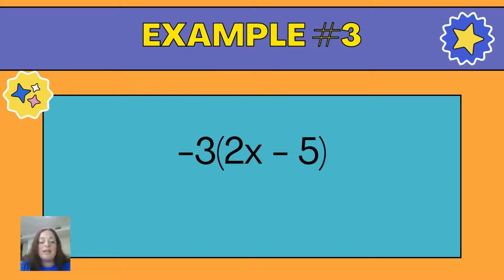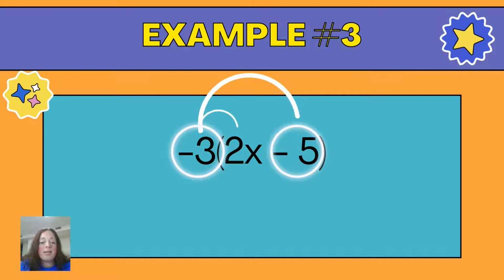Example number 3: negative 3 times the quantity of 2x minus 5. At first glance, it looks like we're going to be just distributing the 3 to the numbers inside, 3 to the 2x and 3 to the negative 5. But remember how we said we're supposed to distribute the negative along with the number? So if the number outside the parentheses that you're distributing is negative, you need to include that negative when you multiply. Negative 3 times 2x and negative 3 times negative 5.